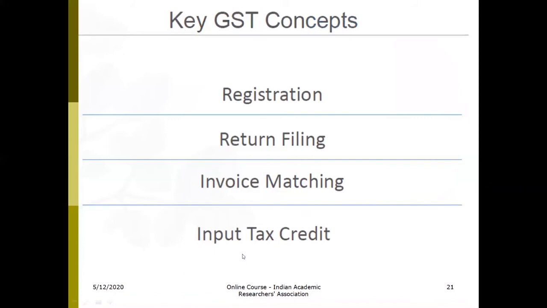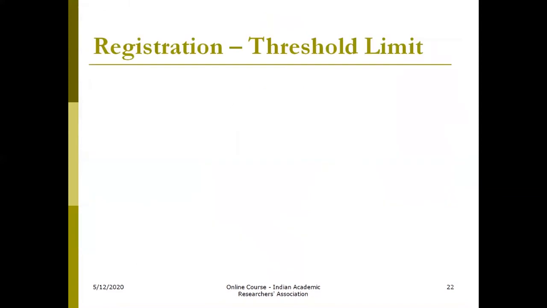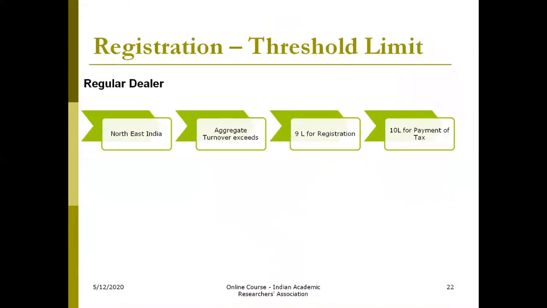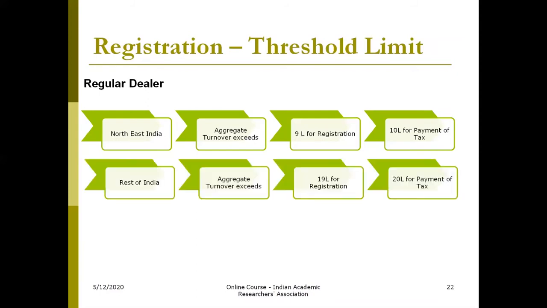Then there are some concepts of GST like registration, return filing, invoice matching, and input tax credit. You see, for registration, there are some threshold limits for a regular dealer in Northeast India. If the aggregate turnover exceeds 9 lakh, registration is required, and 10 lakh for payment of tax. Well, for the rest of India, if aggregate turnover exceeds 19 lakhs, registration is required, and 20 lakhs for payment of tax.